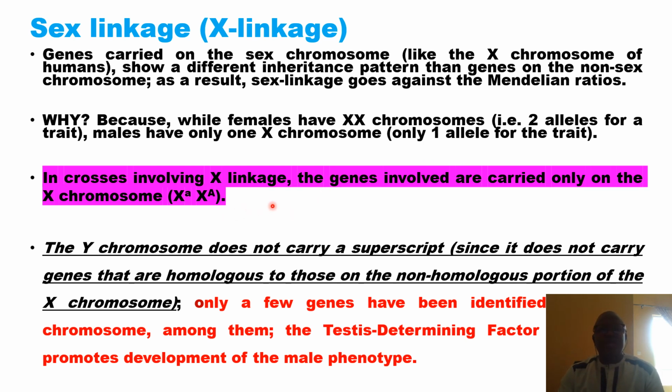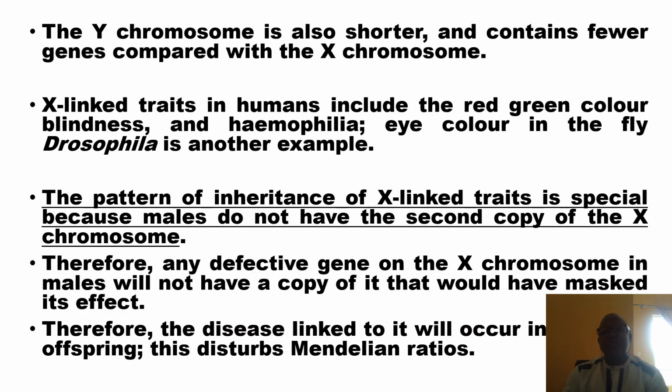So in crosses involving X linkage, the genes involved are carried only on the X chromosome. The Y chromosome does not carry a superscript, and this is because it does not have genes that are homologous to those that are found on the non-homologous portion of the X chromosome. In this region, only a few genes actually have been identified. Among them is the testis determining factor, which promotes the development of the male phenotype. So the Y chromosome is also shorter in size and contains fewer genes when compared with the X chromosome.